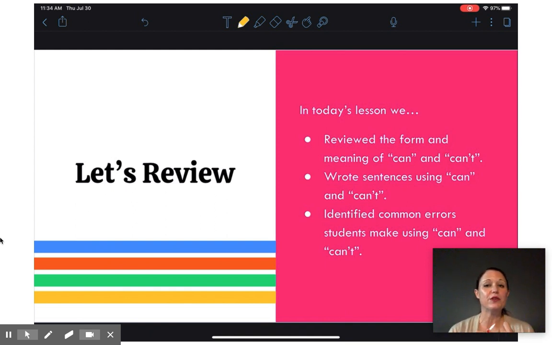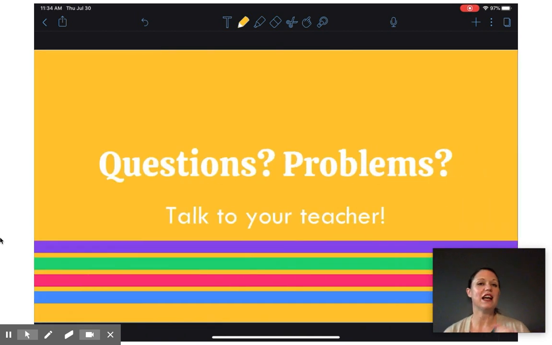So we reviewed the form and meaning of can and can't. We wrote some sentences using can and can't, and we identified some common errors that students make using can and can't. Pretty easy, right? If not, if you still have questions or problems or need some extra help, you can always talk to your teacher.